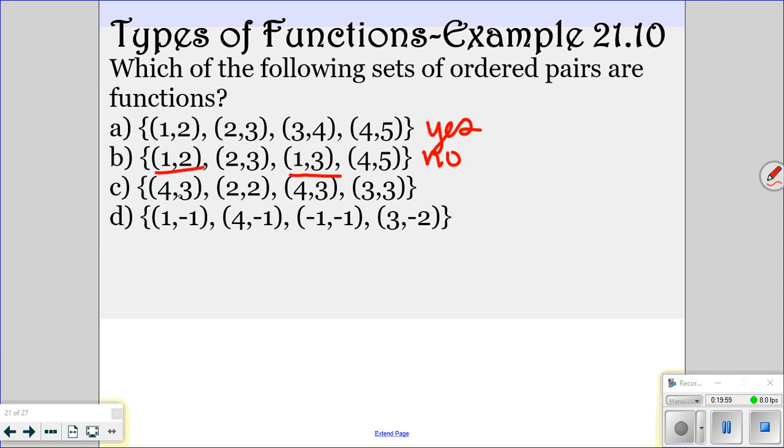Looking at this next one, I have 4, 2, 4, and 3. So I have x values repeated. However, it's the same point, 4, 3, both times. So this one is a function because the x value repeated, but it was the same y value. So they just wrote the point twice, basically. So that one is a function. Now we have 1, 4, -1, and 3. That is a function because none of our x values repeated. Okay, so that's how you can do them if they have an ordered pair.